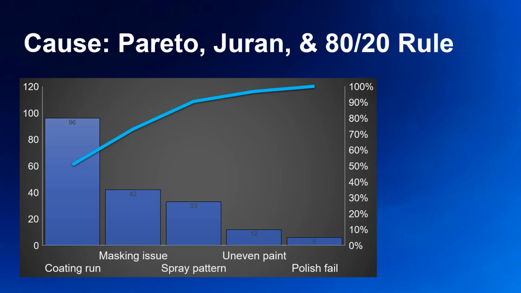Another tool we use to prioritize the top causes of quality issues is the Pareto chart, based on what we call the 80-20 rule. Back in the 18th century, an Italian economist named Vilfredo Pareto observed that about 80% of the wealth of the country was owned by only about 20% of the population.